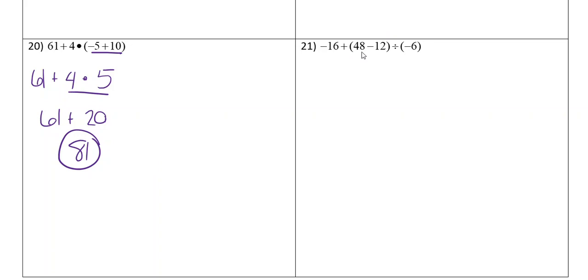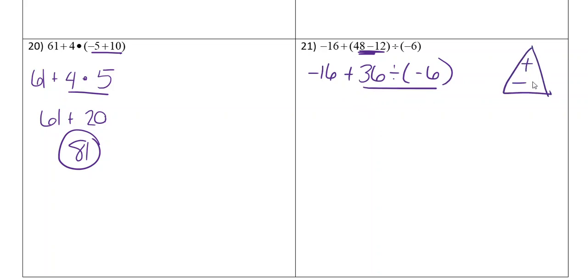So in this one, I have to do the grouping first, which is 48 minus 12, and that gives me 36. Bring down all your work. Next step is going to be this division, and if you need to, do the triangle. 36 divided by a negative 6, so positive divided by a negative gives me a negative solution of negative 6.